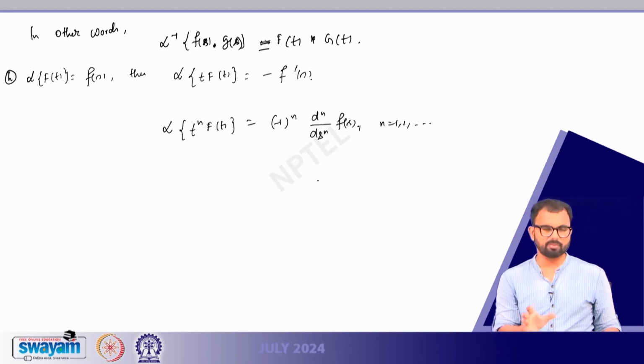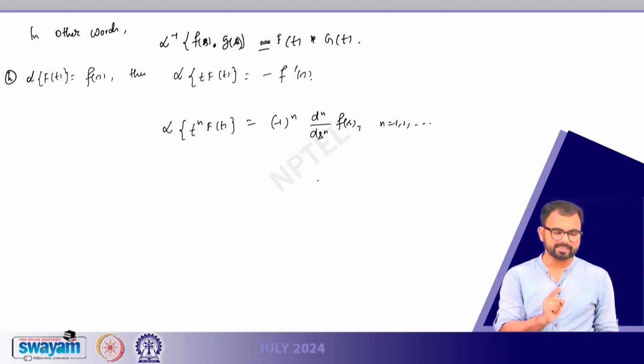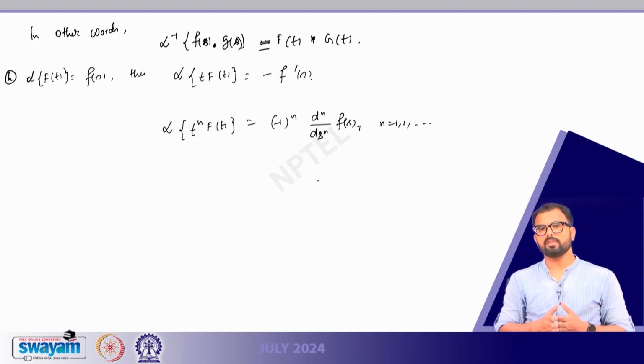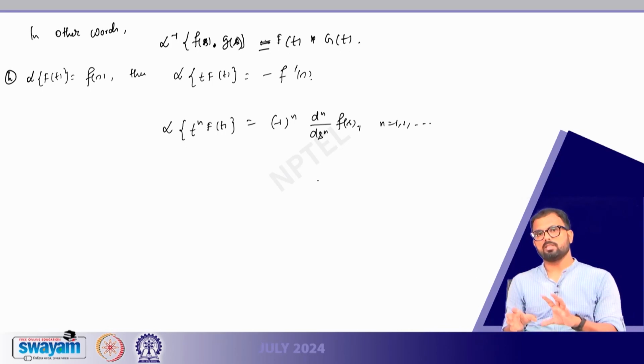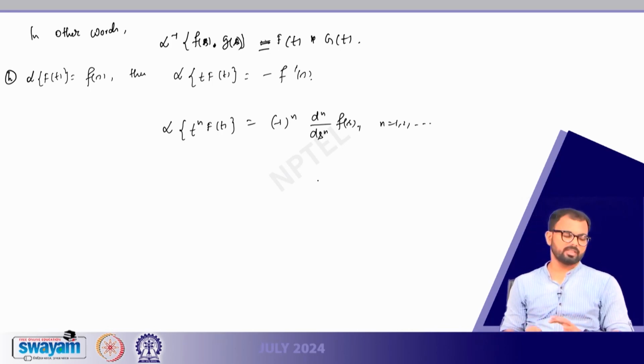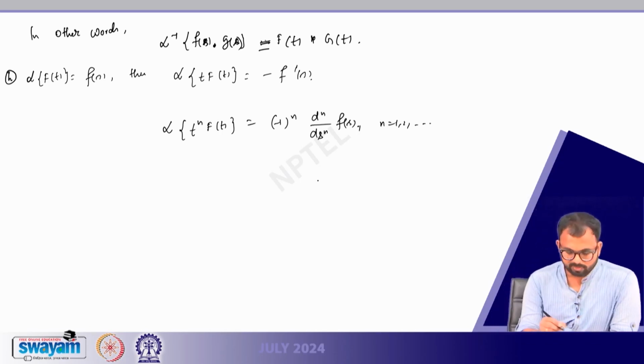So, these are some of the important results. There is one more property, the second shifting property. We will see whether we need it in the context of our problems or not, but these are the gist of the results and formulas in the Laplace transform. We can try to solve some examples.